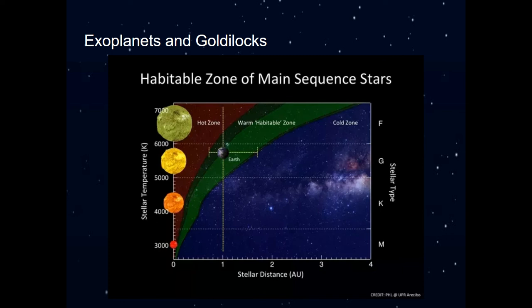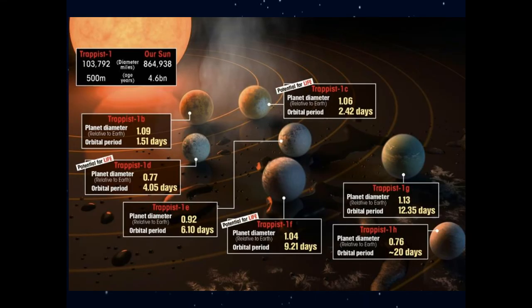So as we think about exoplanets that are out there and the possibility for them to harbor life, it's important that we look for stars with the right characteristics, and we look for planets that are located at the right distances from those stars.